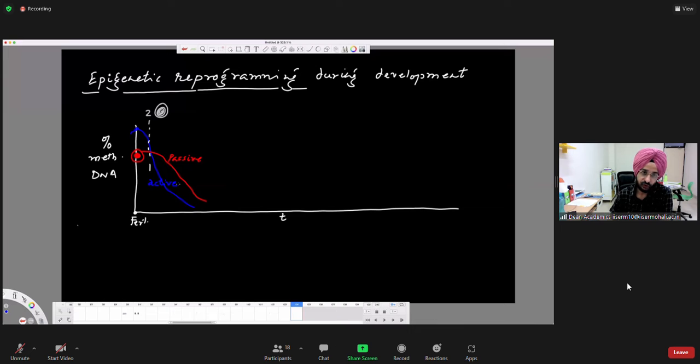So the maternal genome undergoes passive demethylation, which means that during replication, the existing methylated DNA is getting diluted over time. There is no new methylation happening. So whatever methylation was there in the maternal genome is now getting diluted. So it's a slow process.